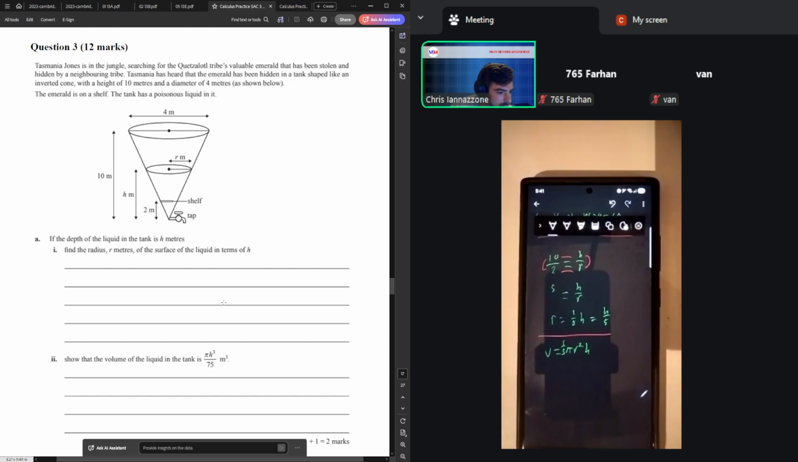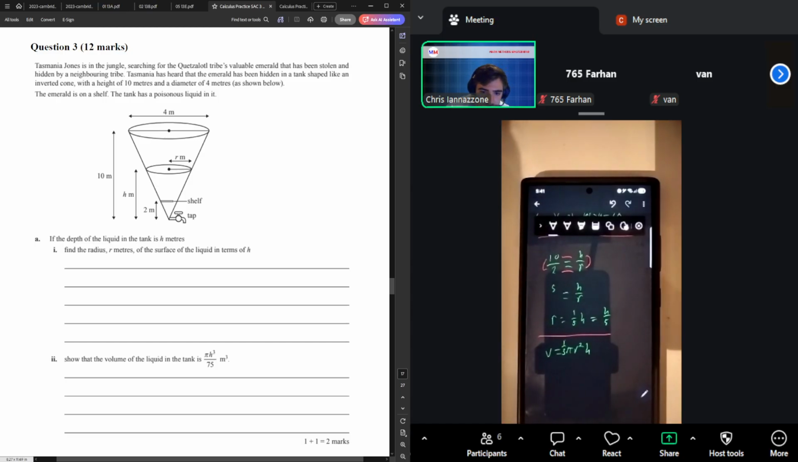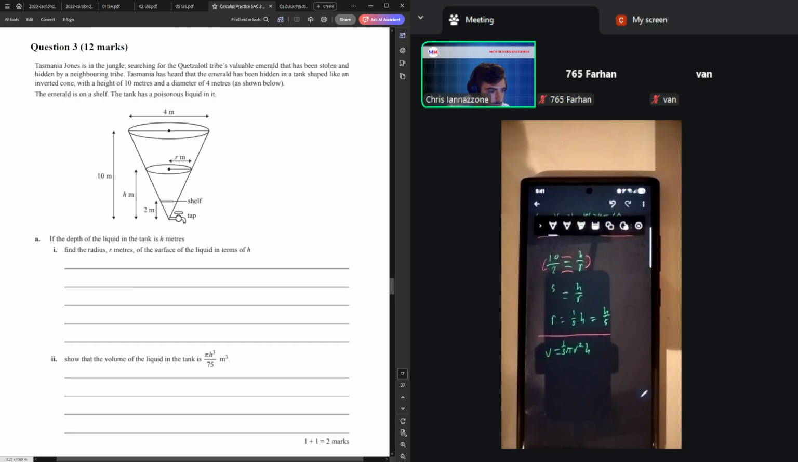So now we can see we're a little bit, maybe not too much closer, still a bit harder to see how that directly is going to translate to pi h cubed over 75. One of the first things I'd advise would be figuring out how we're going to replace the r in this, because we can clearly see in part II there's not supposed to be any r.